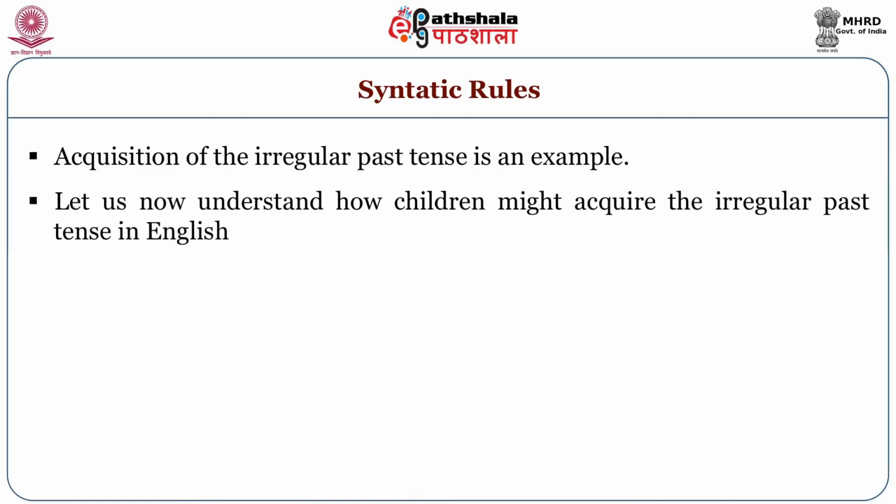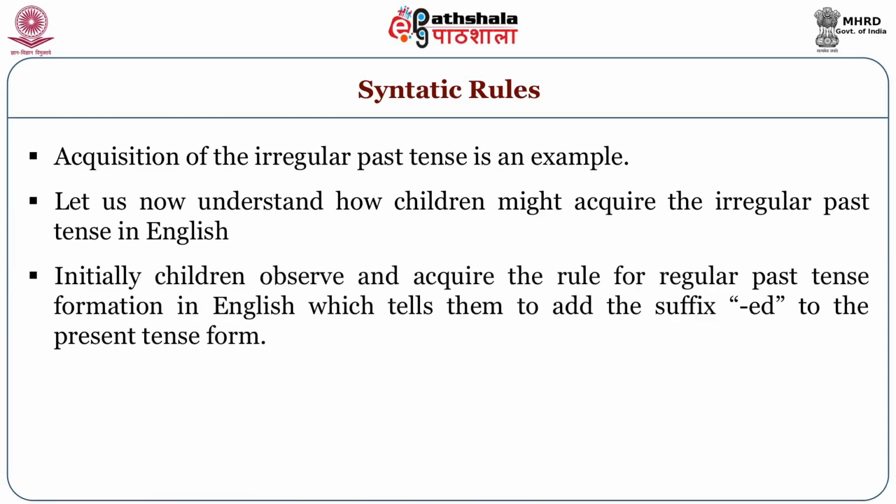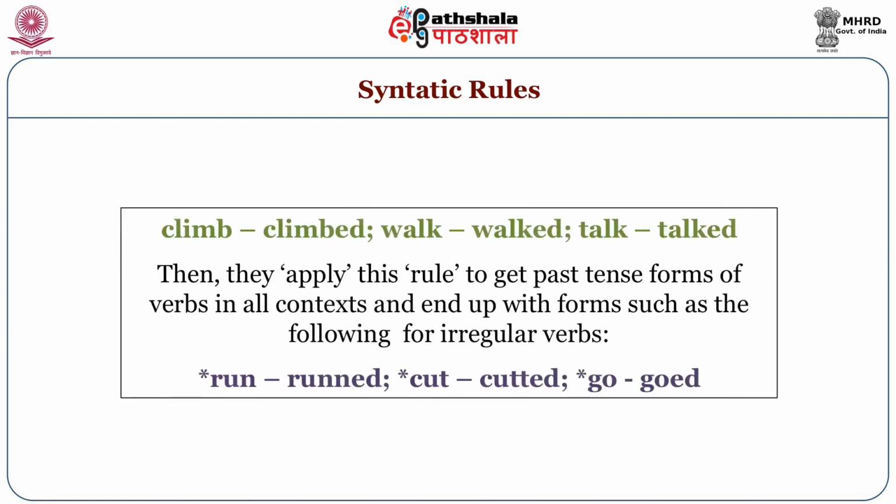Let us now understand how children might acquire the irregular past tense in English. Initially, children observe and acquire the rule for past tense formation in English, which tells them to add the suffix -ed to the present tense form: climb, climbed; walk, walked; talk, talked. Then they apply this rule to get past tense forms of verbs in all contexts and end up with forms such as the following for irregular verbs: runned, cutted, goed.